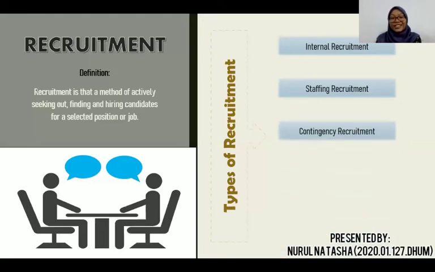Next, contingency recruitment is a practice that only pays recruiters if they manage to get new employees for the employer. Contingency recruiter fees are based on a percentage of the employee's annual earnings. This can be a competitive practice where several contingent recruiters are hired to fill similar roles.